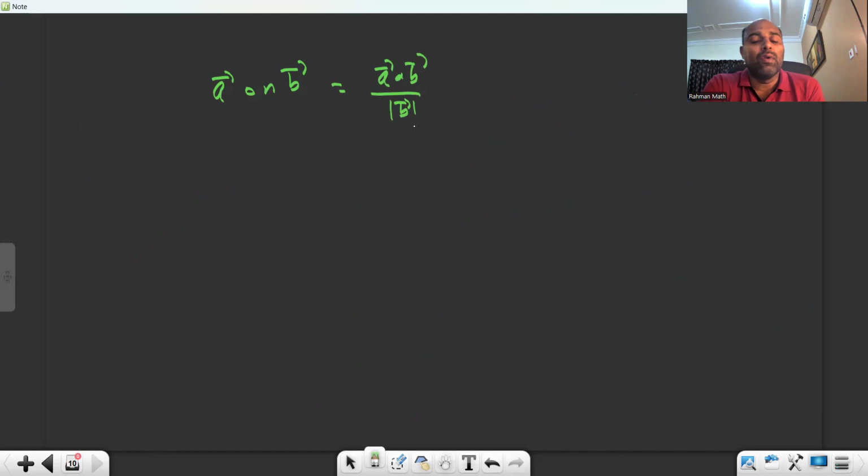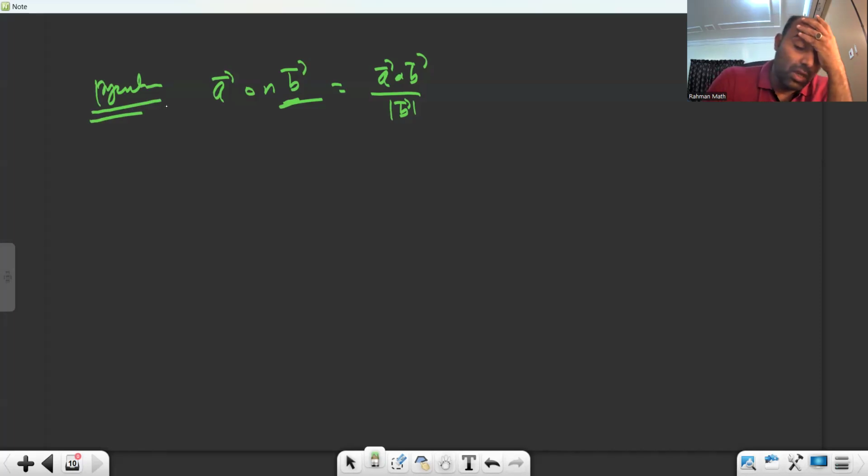Dot product divided by that magnitude. Simply, we are calling this scalar projection. Vector projection of A on B is A dot B by magnitude B square, times vector B. This we are calling vector projection.